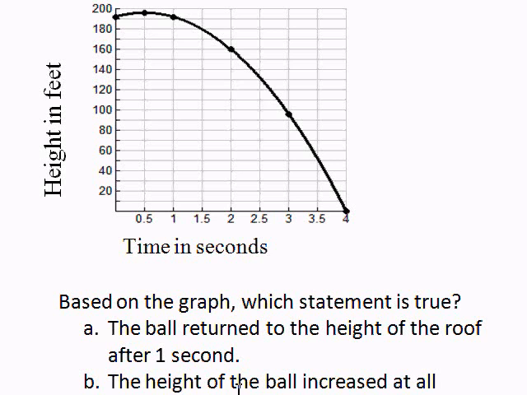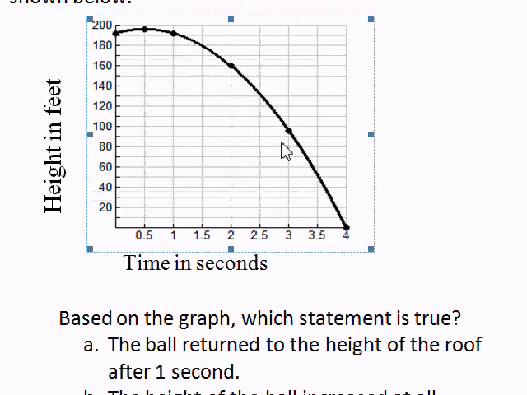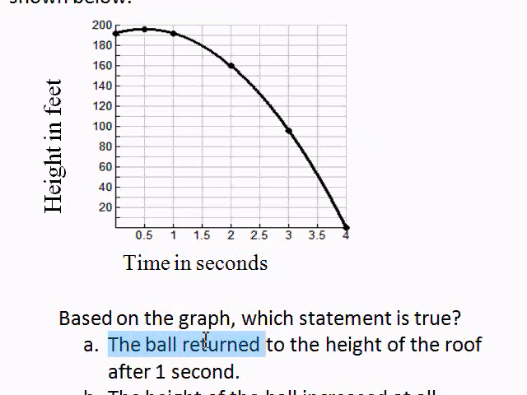So, starting with answer choice A. Does the ball return to the height of the roof after 1 second? So here's 1 second right here. And we've got to think, where did the ball start? Well, it started at the roof. So you'll notice that it started at about 190 feet, and after 1 second, it did reach its initial height again. So pretty easy. First answer choice actually checks out.